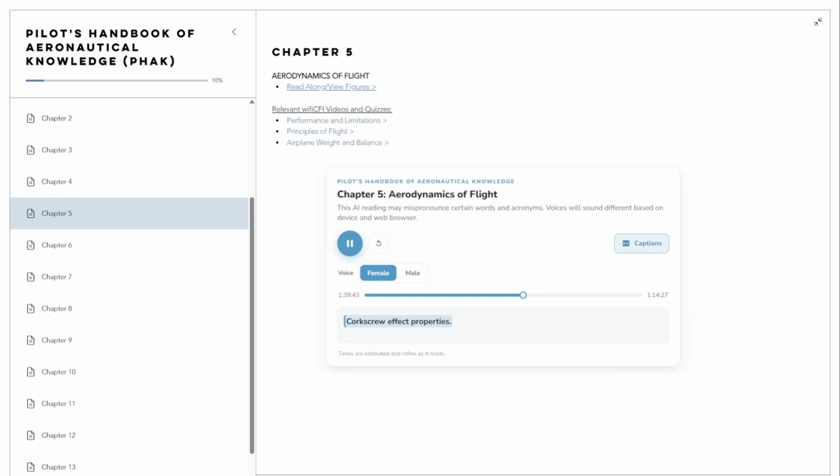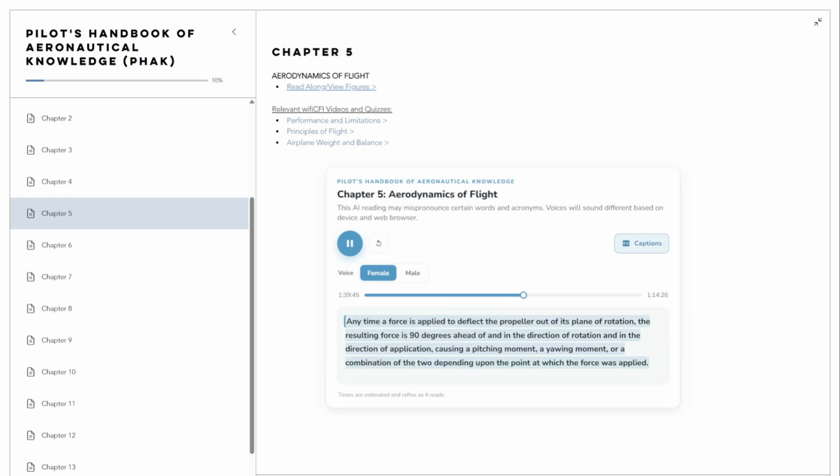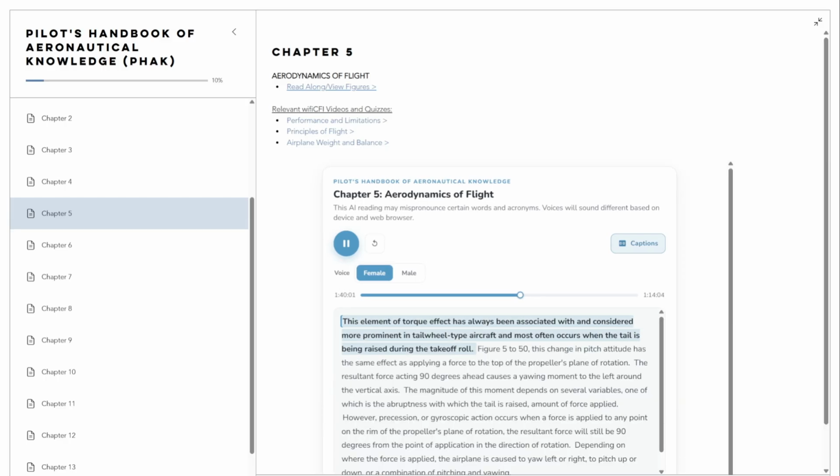Corkscrew effect properties. Anytime a force is applied to deflect the propeller out of its plane of rotation, the resulting force is 90 degrees ahead of and in the direction of rotation and in the direction of application, causing a pitching moment, a yawing moment, or a combination of the two depending upon the point at which the force was applied. This element of torque effect has always been associated with and considered more prominent in tailwheel-type aircraft and most often occurs when the tail is being raised during the takeoff roll.